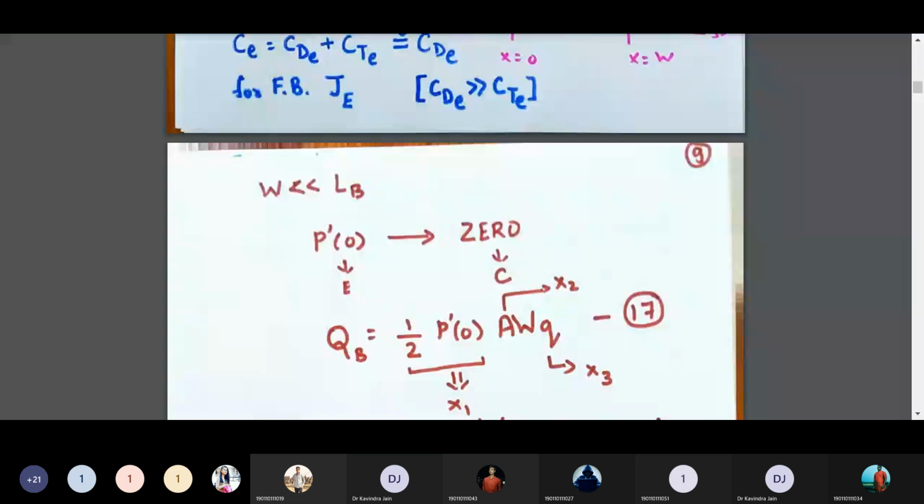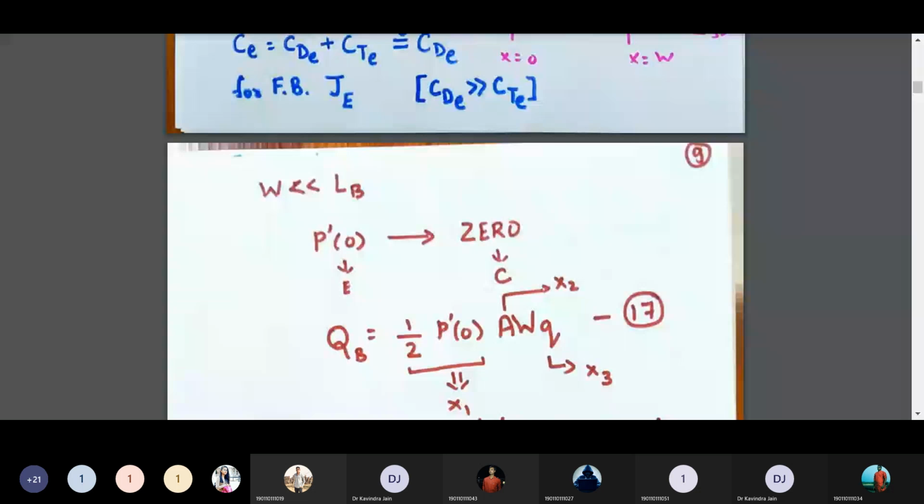So the QB was the portion of the shaded region in the graph. W is nothing but the base width. LB was nothing but the length of the base. Half multiplied by P dash 0 is nothing but known as average concentration. Now this concentration we all know it is of minority carriers. So average concentration is denoted by half P naught dash.